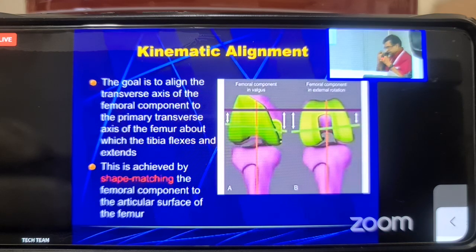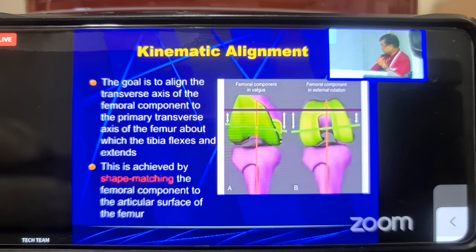Now, the whole idea is to restore the femur to the pre-morbid state. Before the femur became arthritic, that's the state to which it is restored. And then you match the tibia to the femur. This is the original concept of kinematic alignment by Howell.